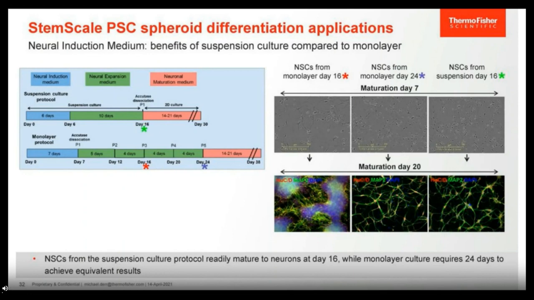And you see that the NSCs efficiently go into maturation, and after 20 days, they achieve highly pure neuronal populations. So to achieve the equivalent results in monolayer, more time is required. So basically, suspension culture day 16 NSCs go into maturation equivalent to day 24 NSCs of the monolayer. And that extra time is actually required to achieve that efficiency in the monolayer.